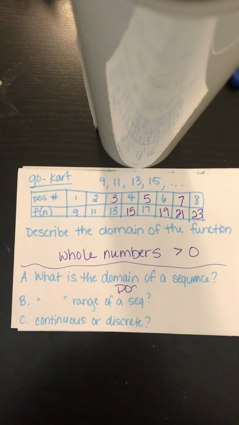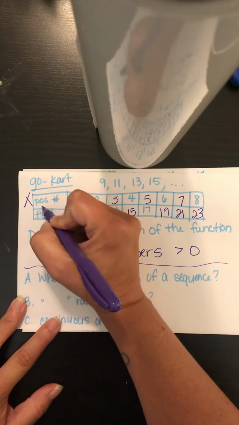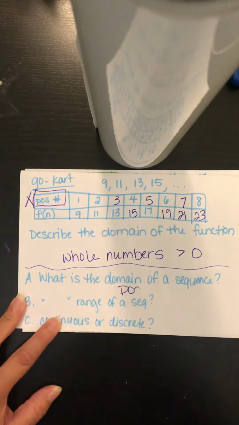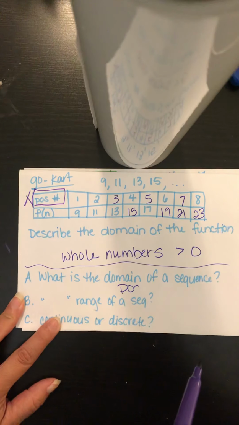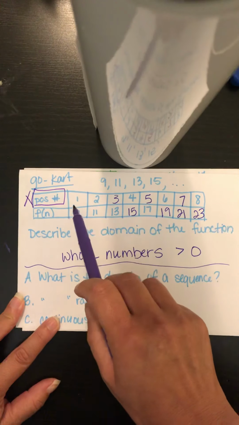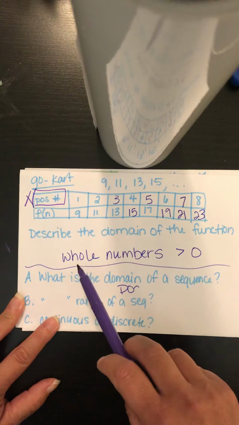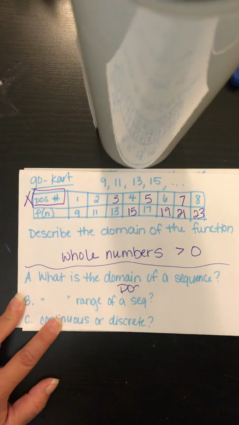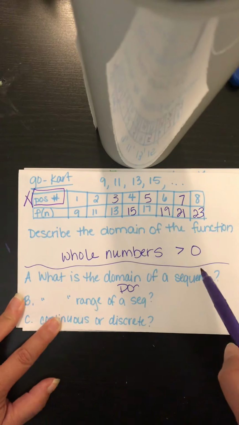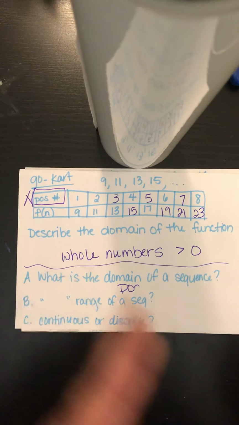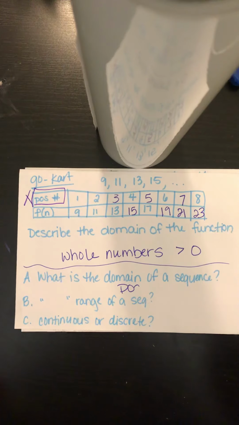And then it says to describe the domain of the function. In this case, because we're looking at our domain, which is our x, is our position number. What do you notice about those position numbers? They're all positive. They start at 1 and they're all whole. 1, 2, 3. So in this case, our domain is whole numbers greater than 0. Why is it not 0? In this case, I can't have a 0 position, so it will never be at 0.